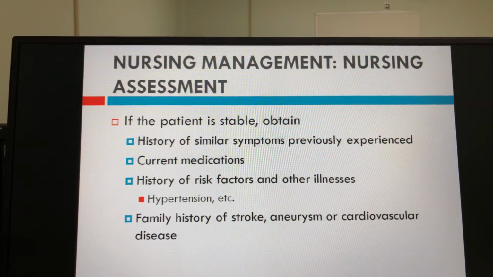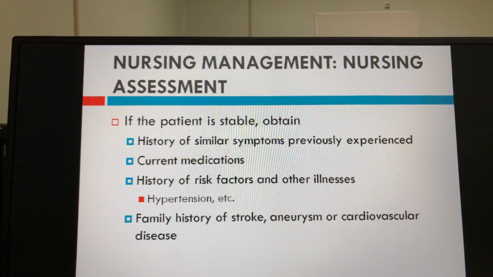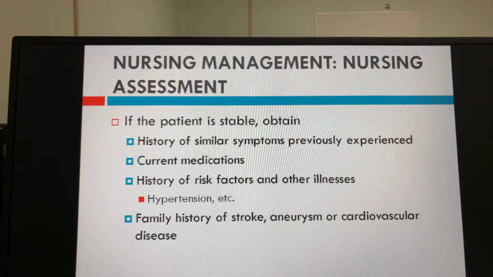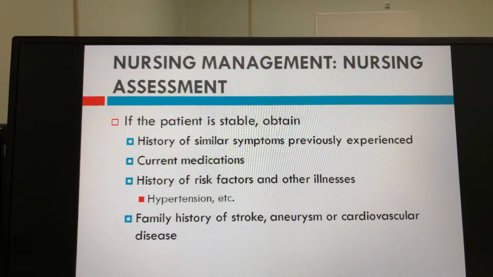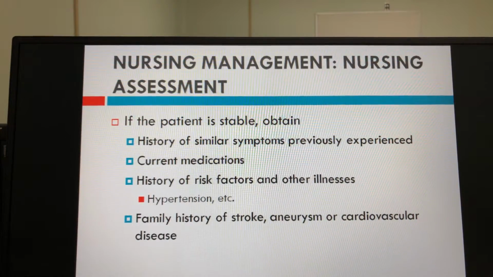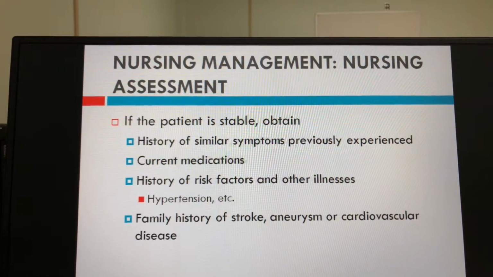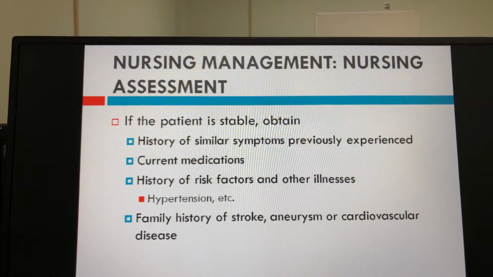If the patient is stable, again, we're going to obtain the history of similar symptoms previously experienced, what current medications they're on, a history of risk factors and other illnesses such as hypertension, drug abuse, alcohol abuse, any of those things, lifestyle, any other comorbidities that we may think of, accident that could have led to the person having a stroke, if they have a family history of stroke, aneurysm, or cardiovascular disease.